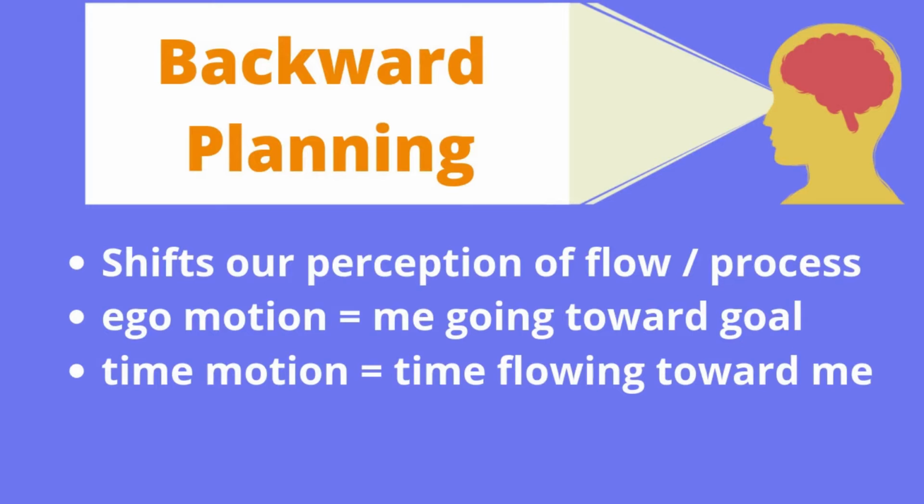So how it really works is, you could say, well, I could just make my chronological plan, no big deal. That might be true. But one of the things that this does is shift our perception of the flow of time and the process flow. And there are two concepts I thought were really interesting that I was reading some studies about. One is something called ego motion. So ego would be thinking of myself, me going toward the goal. I am moving towards the goal. I'm moving forward through time. Another way that some people look at things is time motion. So you're watching time flowing toward you, like you're standing in a stream and the water is flowing towards you.